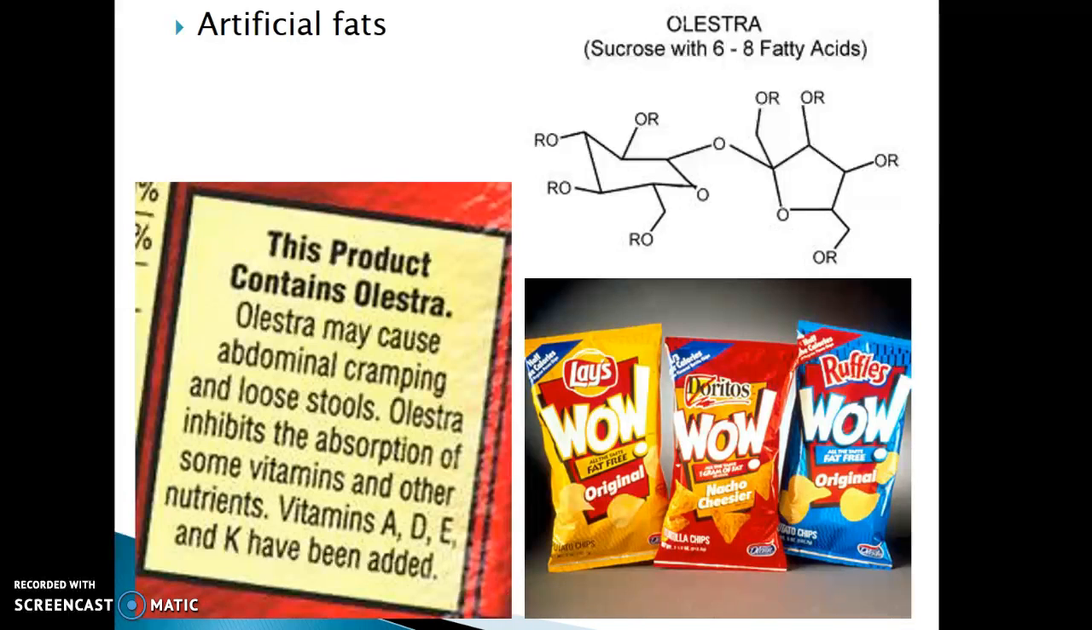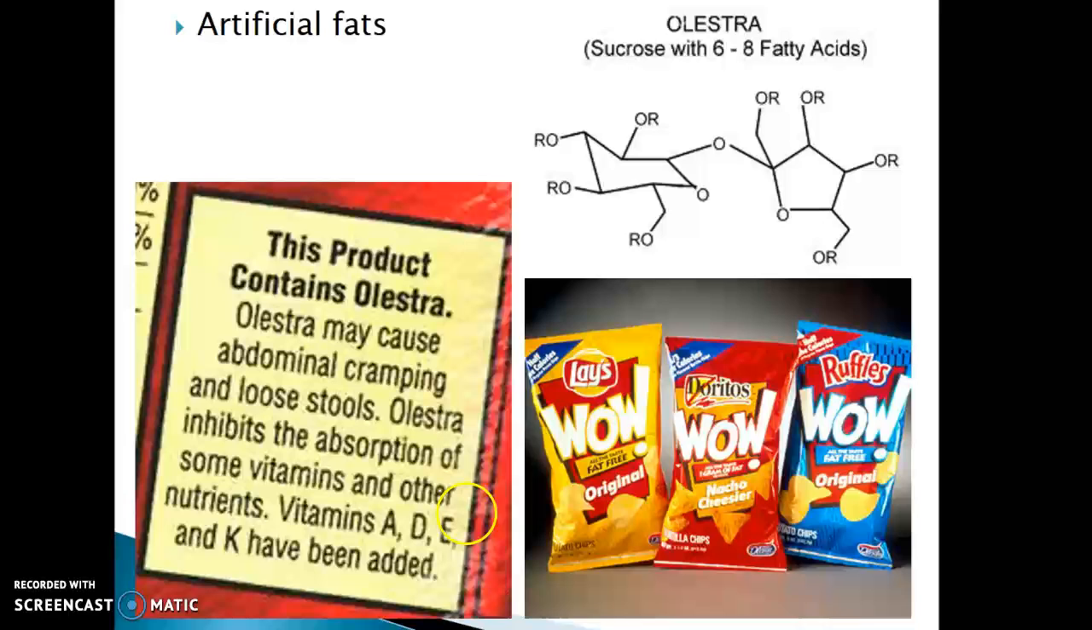Now the reasoning behind this is that your body will not recognize that fat. So if you eat the Wow chips, whether it's Doritos or Ruffles or Lay's or whatever brand, you're eating a chip that was made with a fake fat. Your body doesn't recognize it, and it gets rid of it. It expels it.